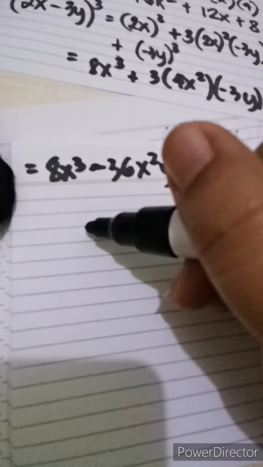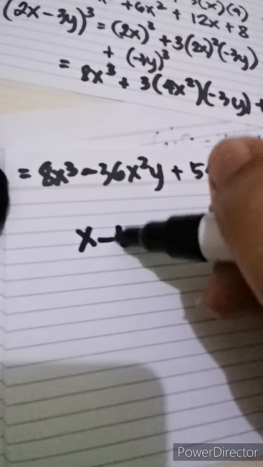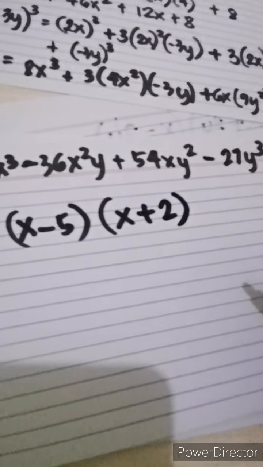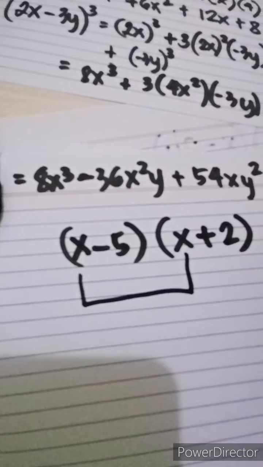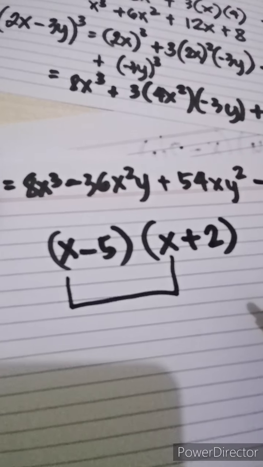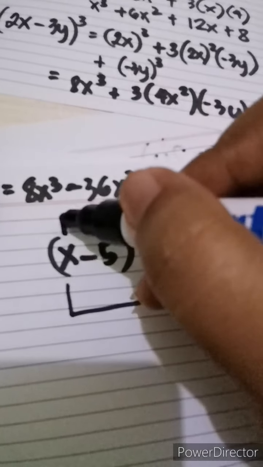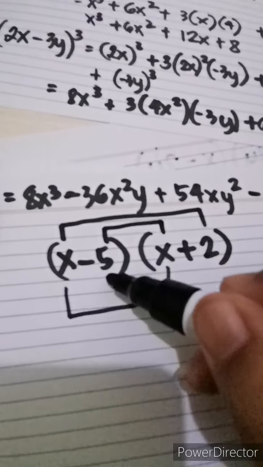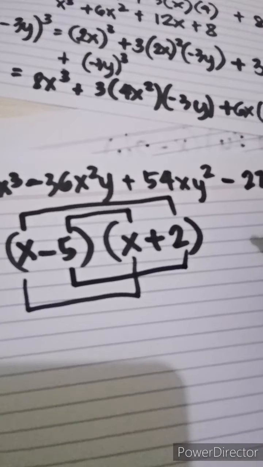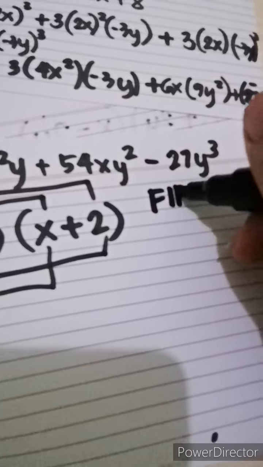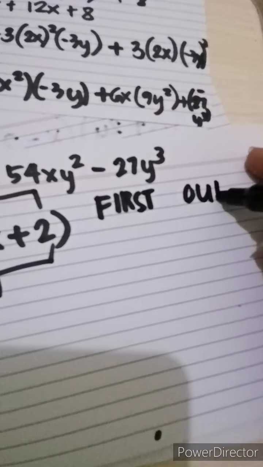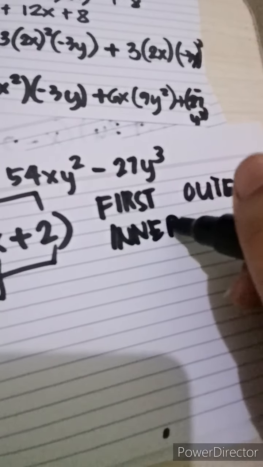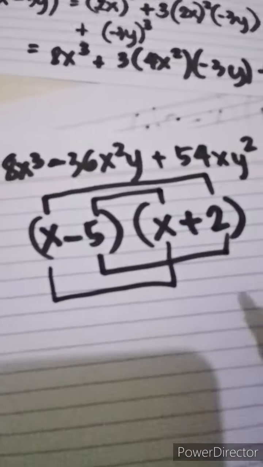So, for example, we have x minus 5 times x plus 2. So, foil method. First, ito, first. And then, outer, yung nasa labas na dalawa, ito. And then we have the inner, ito. And then we have the last. Kaya siya tinawag na foil method. So we have first, outer, inner, and last. Okay. So multiply natin first.